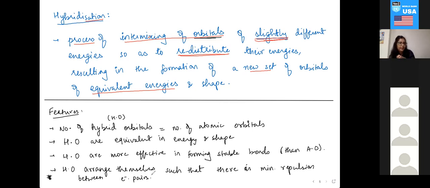And the main reason why hybridization takes place is that hybrid orbitals are more effective in forming stable bonds. The way these hybrid orbitals are arranged, they arrange themselves such that there is minimum repulsion between the electron pairs. So whatever the type of hybridization, whatever shape you get out of that hybridization, that basically decides the shape of the molecule itself. So that connects it to VSEPR. They both have the electron pair repulsion part in common.